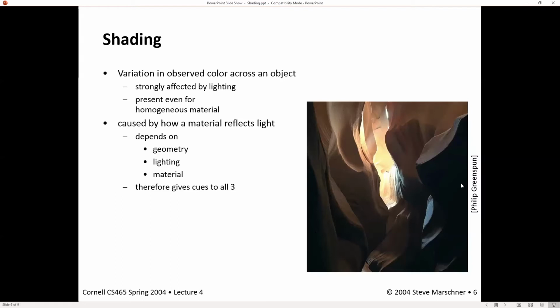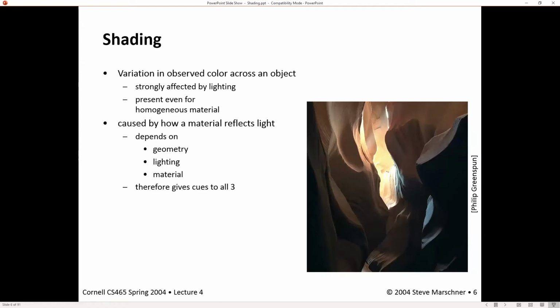examples like this picture, so this is a picture inside of a slot cave. It's all sandstone. It's all brownish. There's not much color difference, but we see a color difference. This is almost black. This is almost white back here. Why? Because of the lighting on the surface. And so this is what we want to be able to capture.